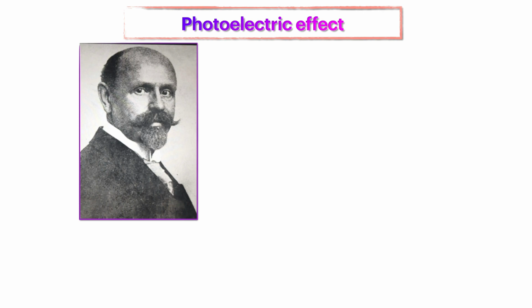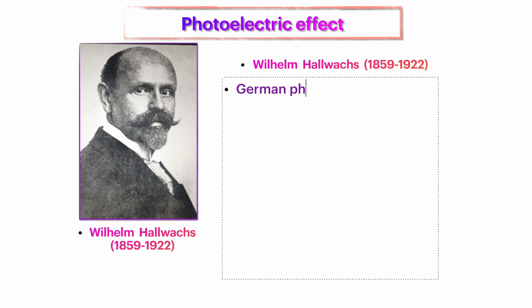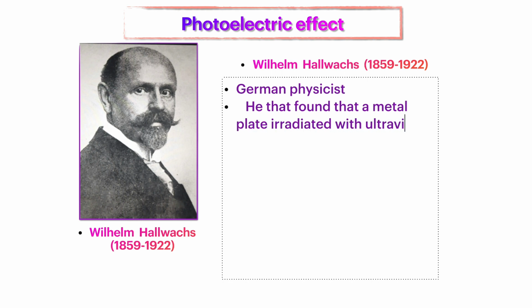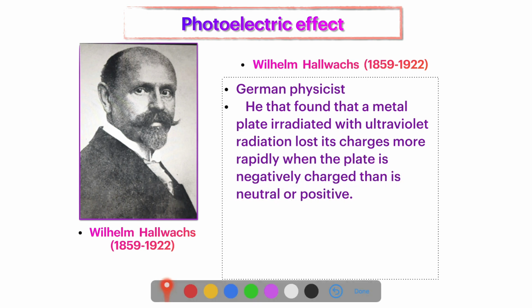This effect created curiosity among the scientific community because of the weird observation, and many scientists came forward with their observations. The German physicist Wilhelm Hallwachs found that a metal plate irradiated with ultraviolet radiation lost its charge more rapidly when the plate is negatively charged than when it is neutral or positively charged.